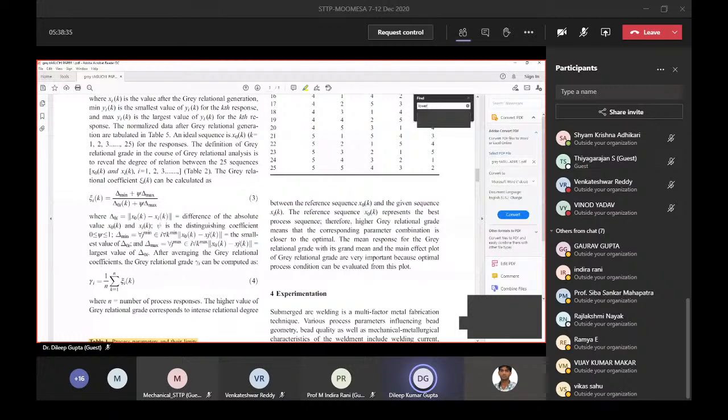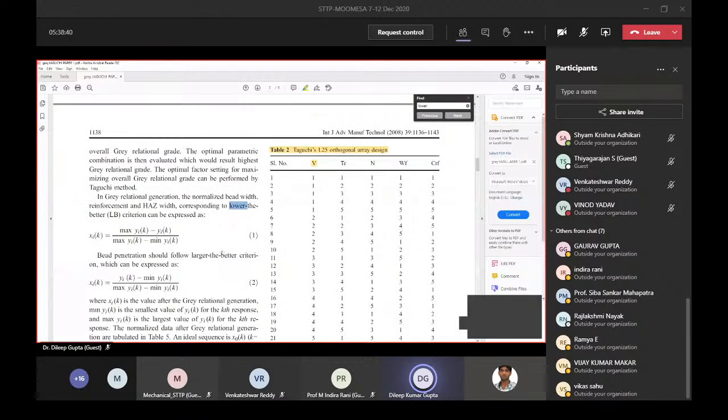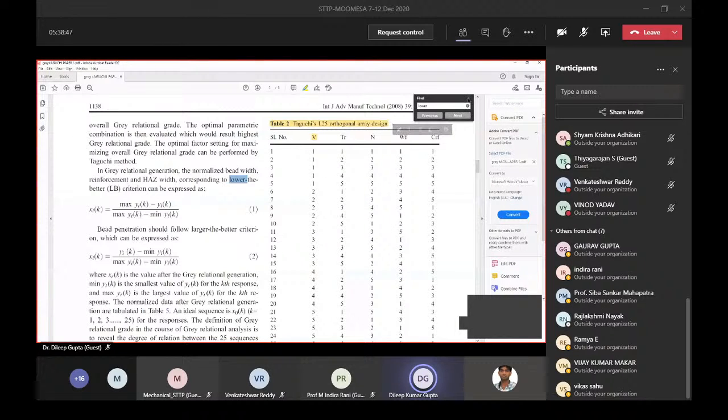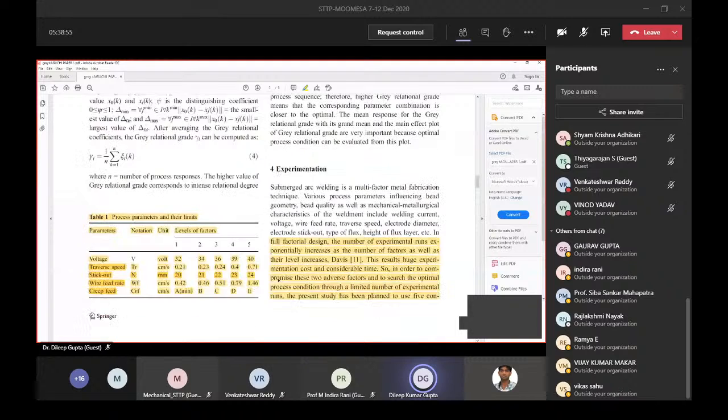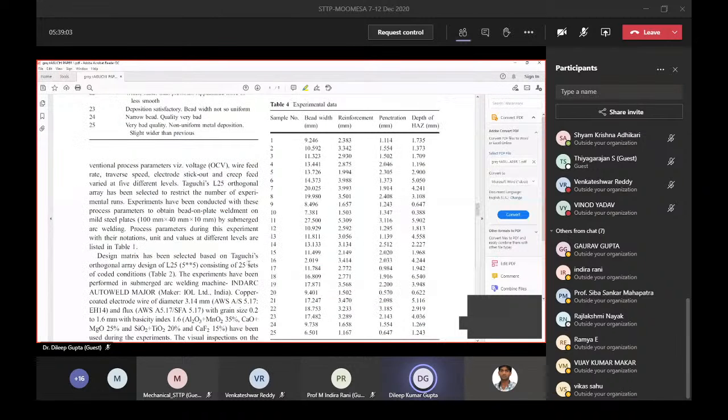They have used different output parameters for this. So here, using this data of experiment L25 array, they have designed the experiment and performed the experiment. After performing the experiment with these operating parameters, they got the response table. This is the experimental data. So now this experimental data will be used as a decision matrix. Am I clear?